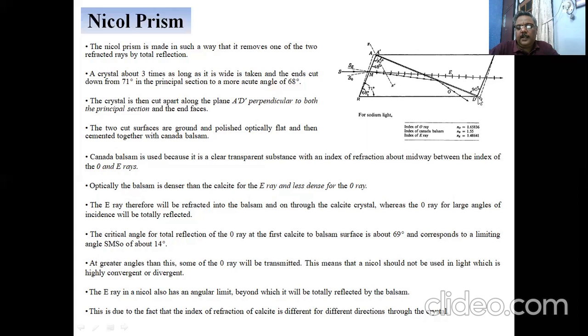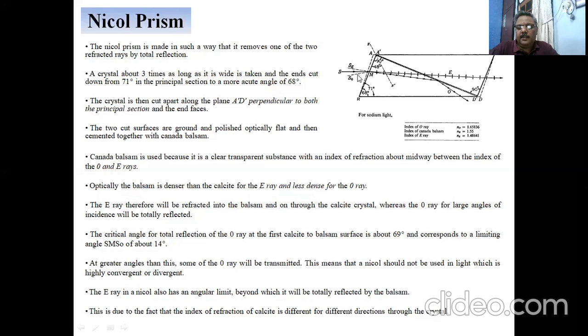The refractive index of this Canada balsam is such that it falls in between the refractive index of the ordinary and the extraordinary ray. So it is less than the refractive index of the ordinary ray and greater than the refractive index of the extraordinary.